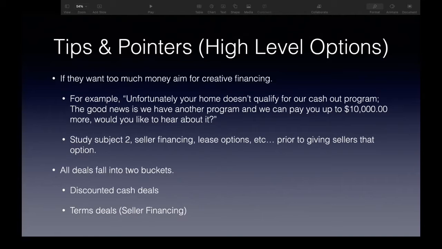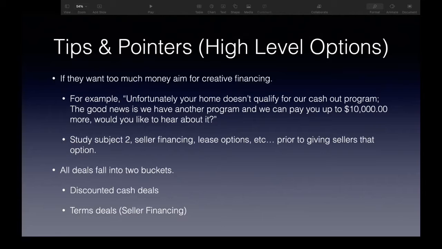Prior to giving the sellers that option, you're going to want to know these things. You want to study all of this stuff because, as I learned, there's no such thing as a bad deal. None whatsoever. Because if you can get creative with creative financing, and especially if they don't own any mortgages on it, then you can pay them more money just within a longer period of time.